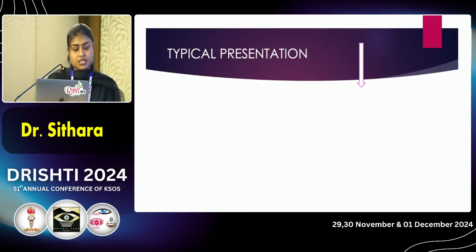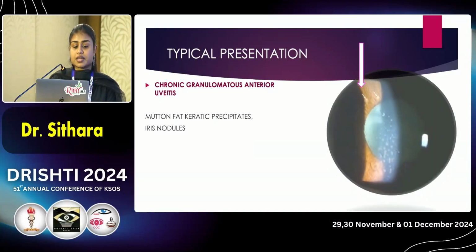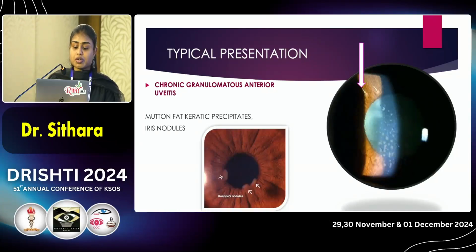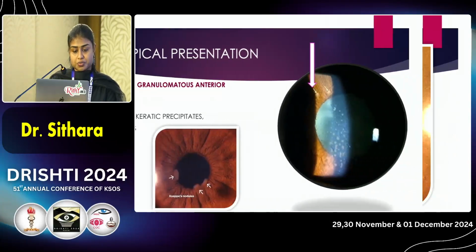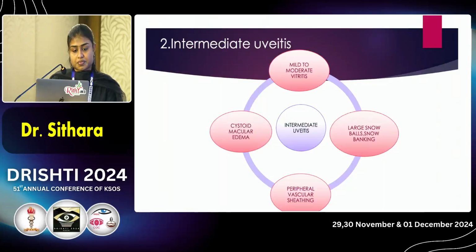The typical presentation of anterior uveitis is a chronic granulomatous anterior uveitis with mutton-fat keratic precipitates and iris nodules, which if present near the pupillary border are called Koeppe nodules, and in the stroma are called Busacca nodules. There would also be the presence of broad-based posterior synechiae.